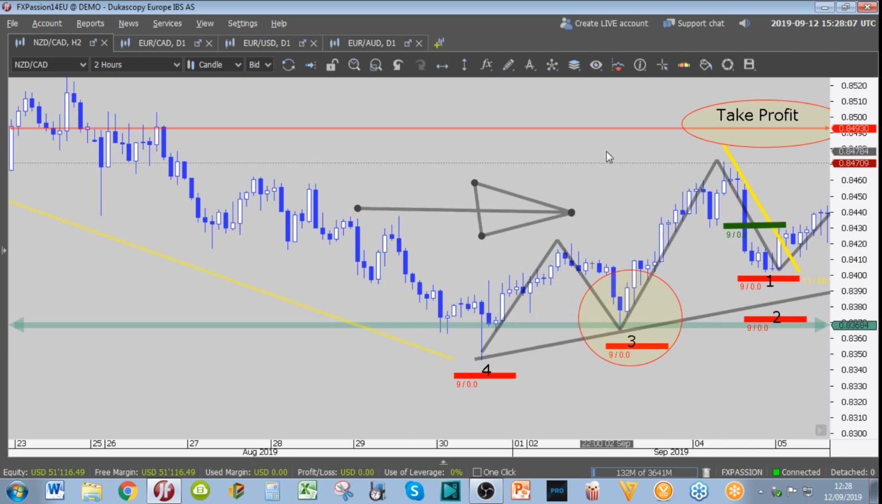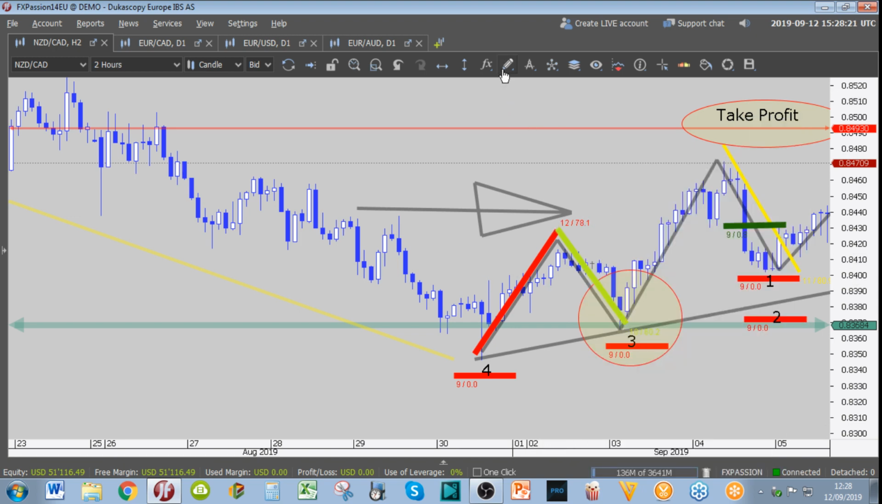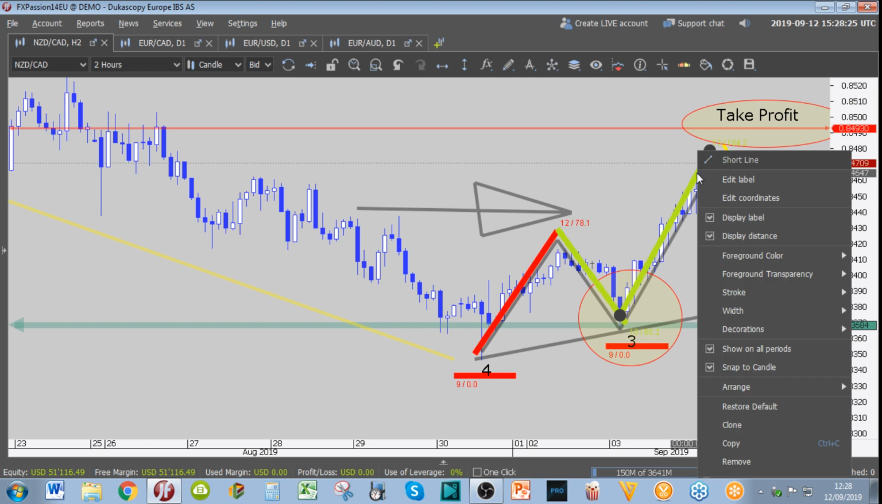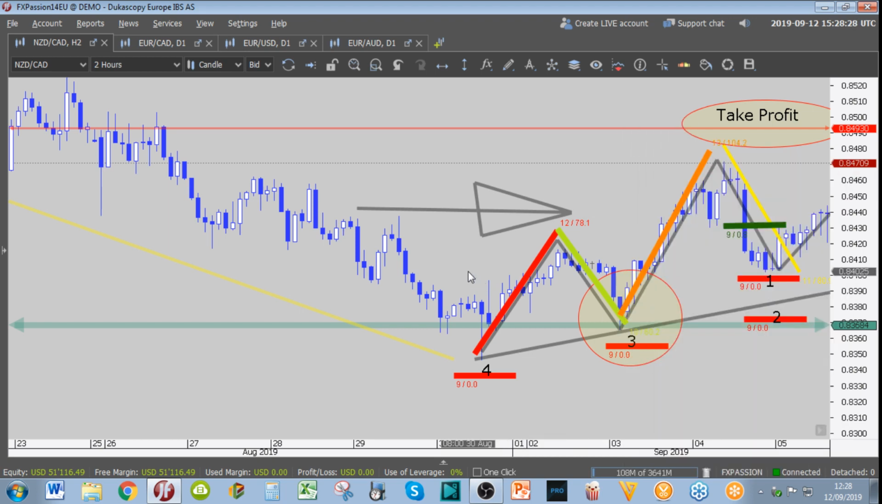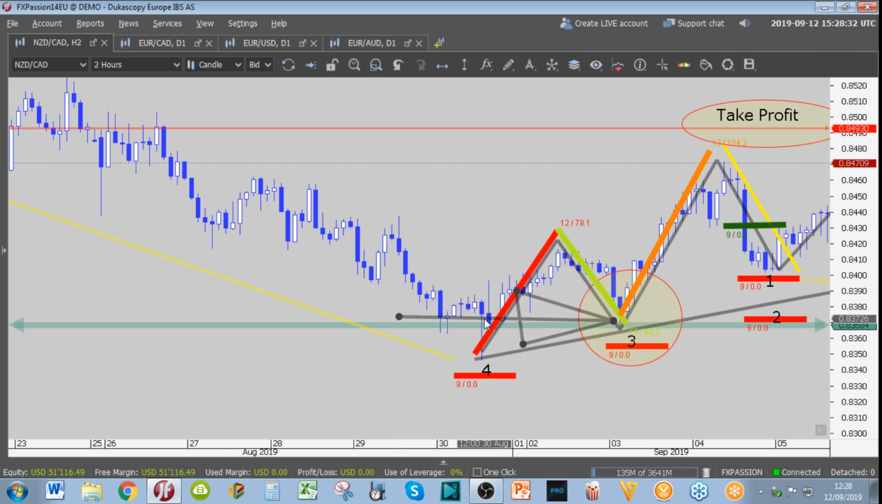Okay, here is the answer. The market wave is the answer. You have the extension here. You have the retracement here. I'm going to color code with this color. And you have the next extension here. So red extension, green retracement, orange extension.